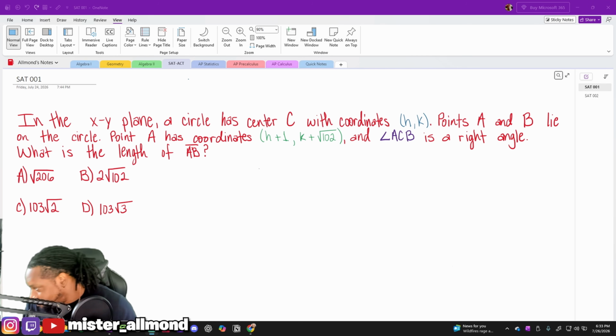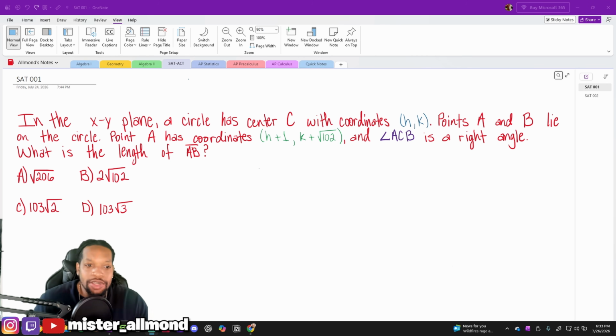So, I found this problem and I liked it for a couple of reasons. It's a geometry problem, and it deals with the circle, and eventually it ends up dealing with the triangle as well. So I'm gonna have y'all pause it and try it out first, and then let's see how you did.